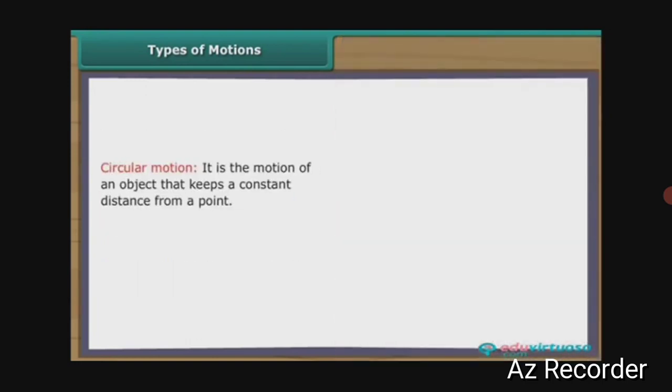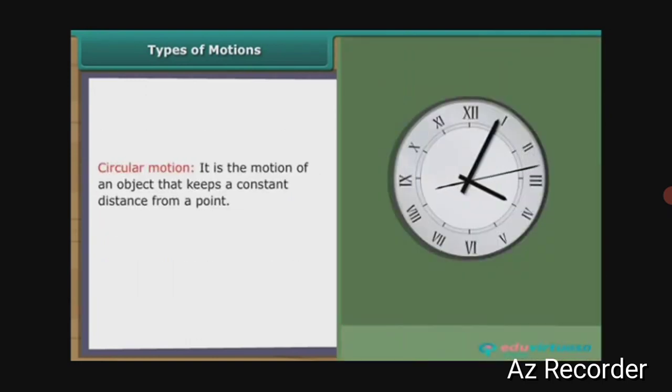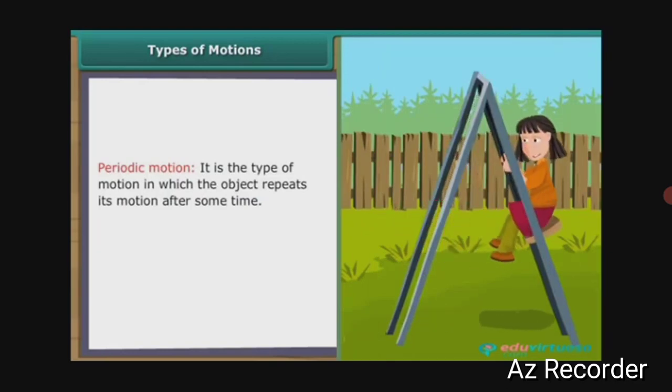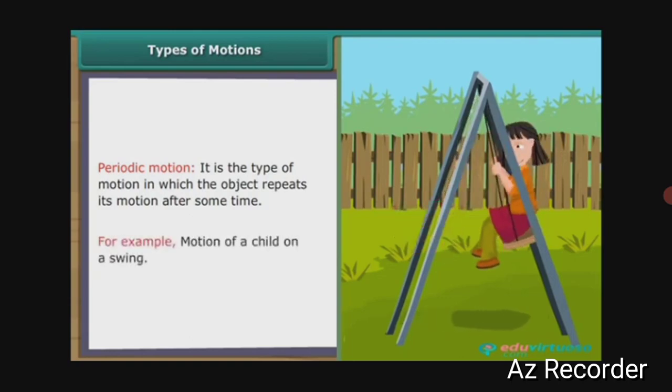Circular motion. It is the motion of an object that keeps a constant distance from a point. For example, the hands of a clock. Periodic motion. It is the type of motion in which the object repeats its motion after some time. For example, the motion of a child on a swing.